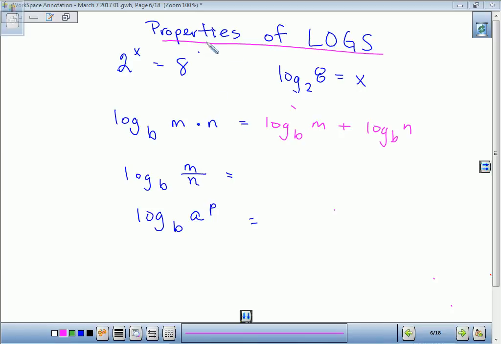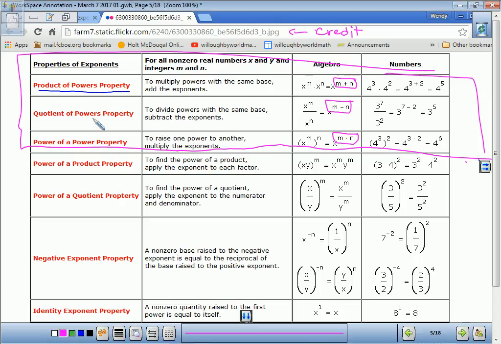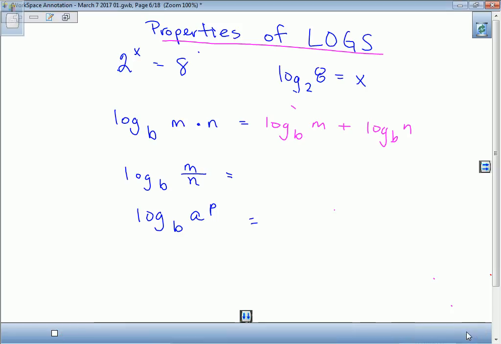Okay, so we just talked about how exponents are linked to logs, and we reviewed the properties of exponents. When you multiply like bases, you add the exponents. Divide like bases, you subtract the exponents. Power to a power, you multiply the exponents.